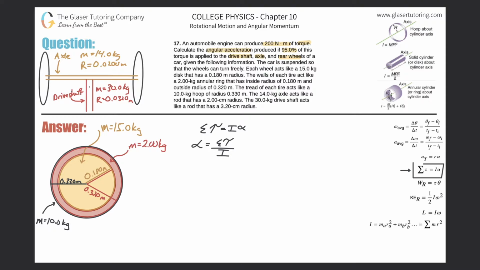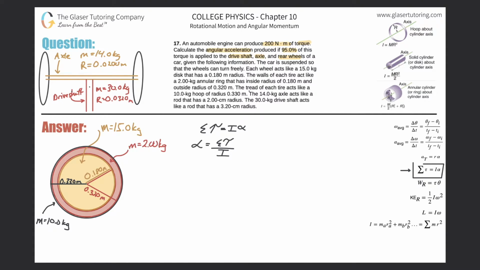Essentially they told us in this information down here that there are 5 pieces. One piece will be, as they said, the wheel. That's the part here in yellow. Then they said that the tire also has a wall. That's the part in red. Then they said that the tread of each tire acts like a hoop. That's the part in black. That's for each wheel. Remember, there are 2 wheels though. Then it tells us that the axle acts like a rod. So here's my axle. And then they told us information about the drive shaft.